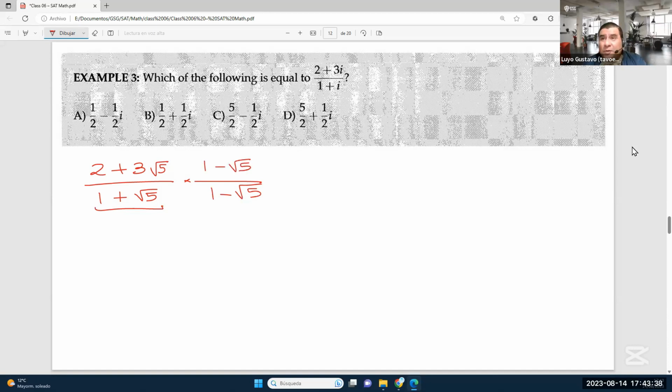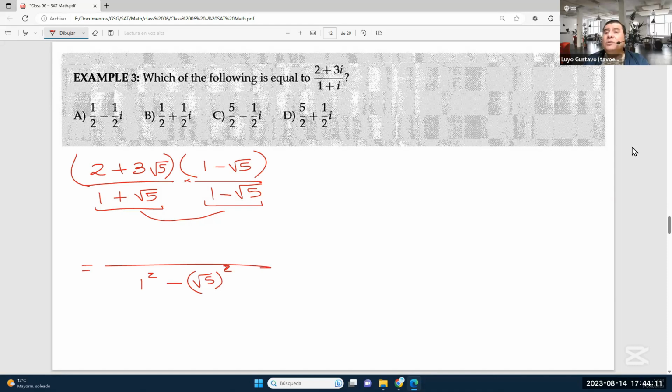What is the effect of doing this multiplication in the denominator? The sum times the difference of two numbers is the difference of squares. Yes, so the denominator would be the square of 1, take away the square of the square root of 5. Here above, of course, you would multiply this by this, but the effect of squaring this square root will eliminate the radical. So this will be 1 minus 5.